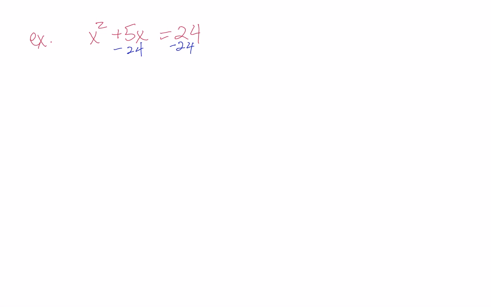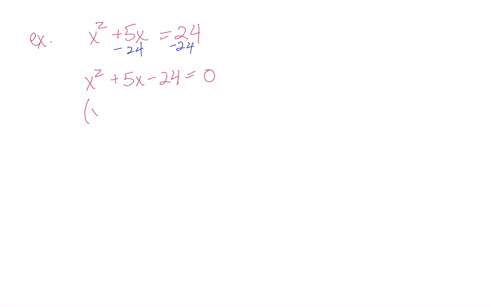So we subtract 24 on both sides. Now our final factorable equation will be the expression minus 24 equal to 0. Okay, so it's pretty easy. Just move things from one side to the other by doing the opposite. If it's positive on one side, it'll be negative on the other, and vice versa.